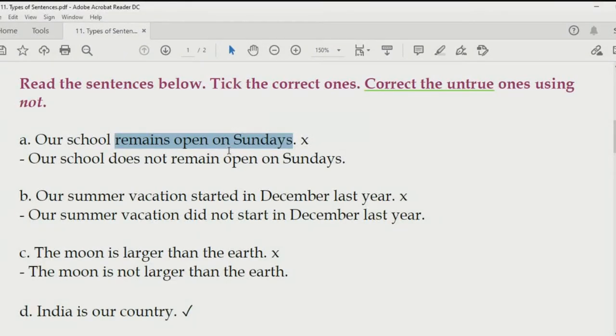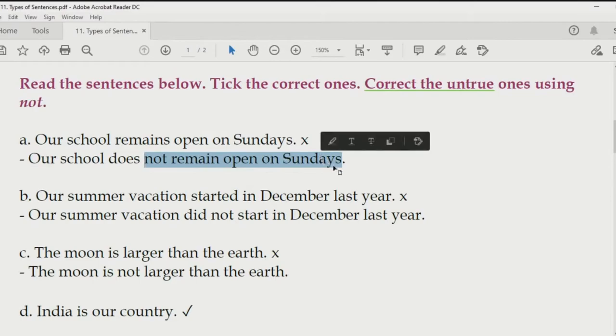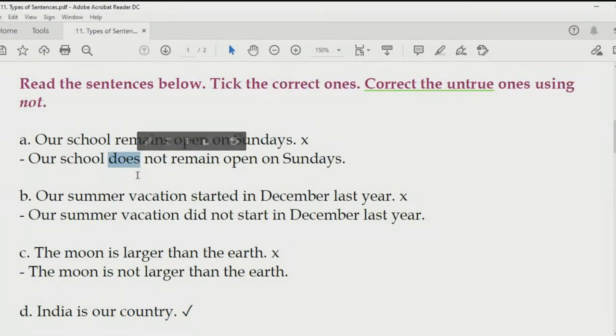How will you do that? Using the word not. Our school does not remain open on Sundays. You have to use the word does. You cannot directly say our school not remain open on Sundays. That will be a completely wrong sentence. So this word is very important, does.